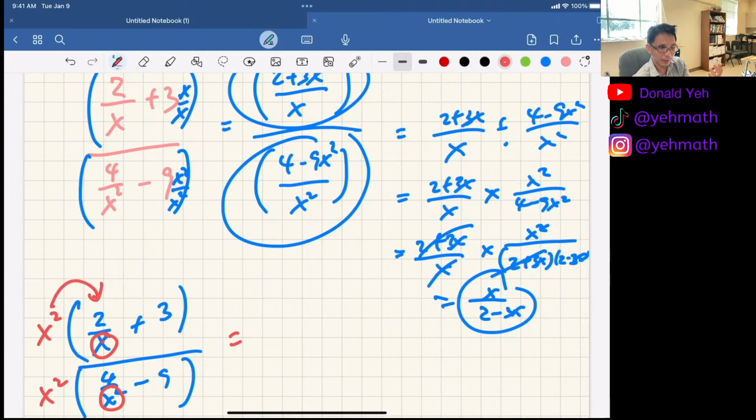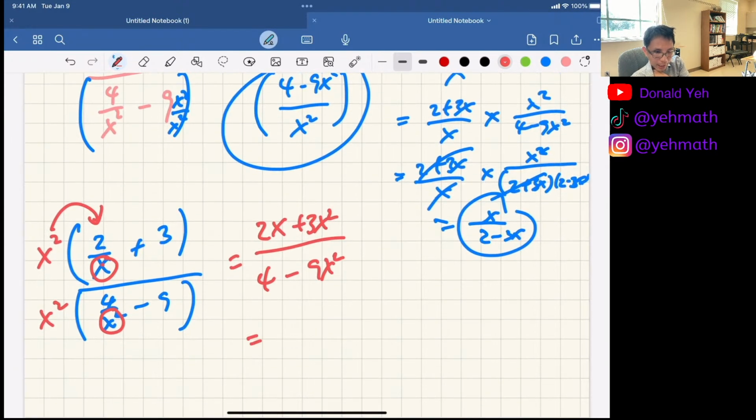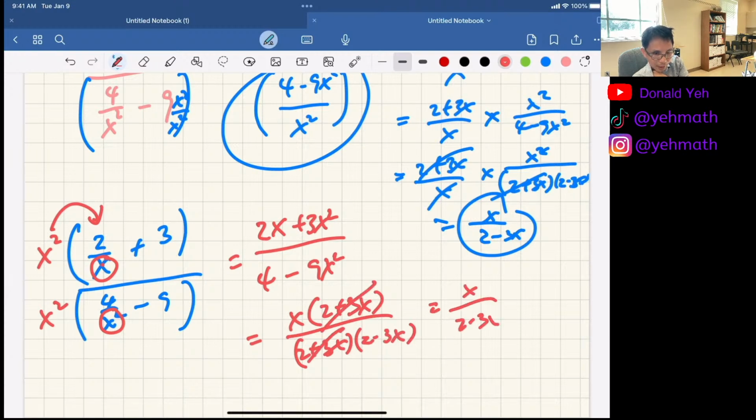So when you multiply this, that x would cancel out, so you're left with 2x plus 3x squared. On the bottom, it's just left with 4 minus 9x squared. So you become a very simple fraction when you distribute it. After that, I'm going to take out the x, and 2 plus 3x over 2 plus 3x and 2 minus 3x. So still very similar, difference of squares. So the answer is 2 minus 3x. That's an even easier way.